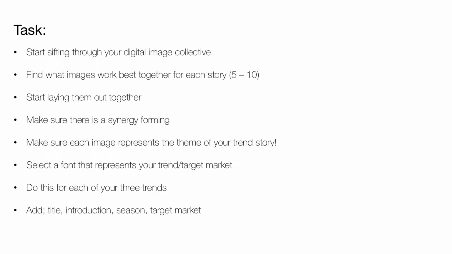Start laying them out together, refitting them, changing the position of them, play around with them. Make sure there is a synergy forming or starting to form. Make sure each image represents the theme of your trend story. Ask each one, are you working? Are you saying what I want you to say? Select a font that represents your trend target market. Do this for each one of your trend stories. Add a title, an introduction, the season and the target market, and see how you get on.